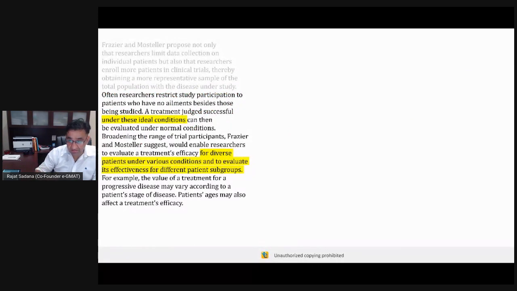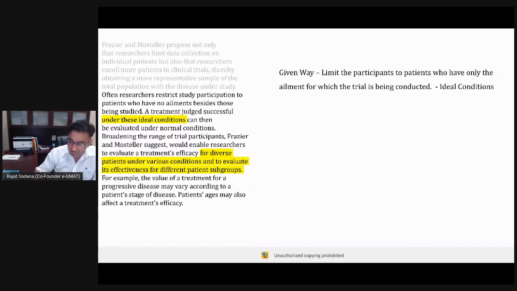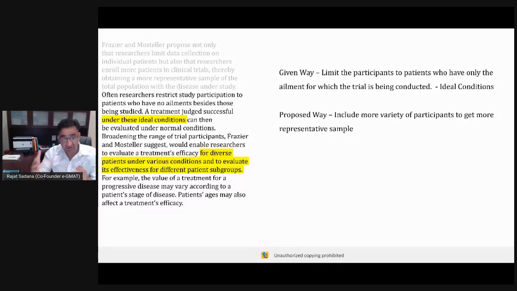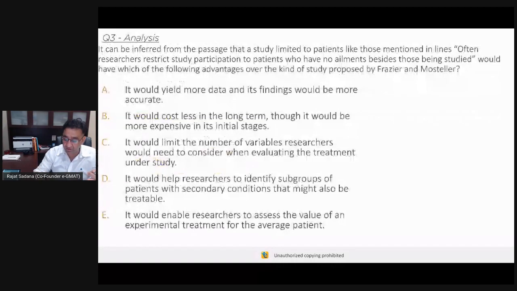When you look at this: often researchers restrict study participation to patients with no ailments besides those being studied. A treatment judged under those conditions can then be evaluated under normal conditions. So in the given way, you only have patients who have this particular ailment. In the proposed way, you include a much greater variety of participants who have different kinds of ailments, which means you have to account for more variables.